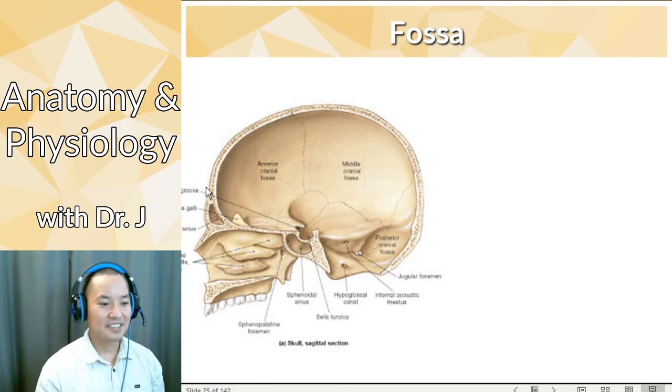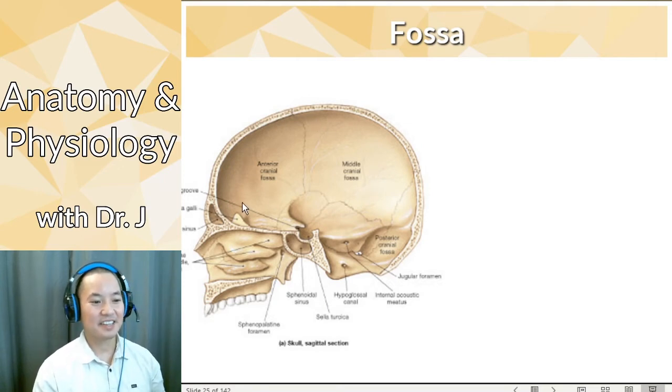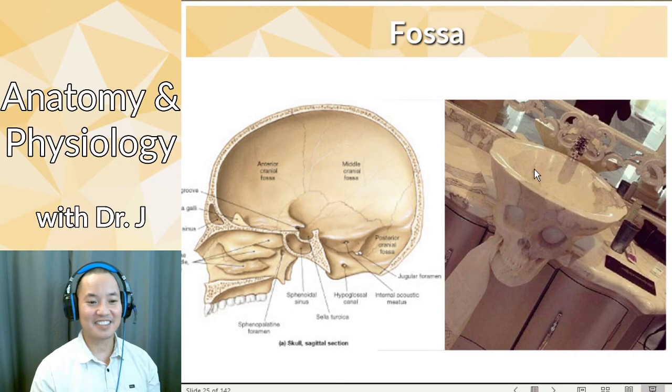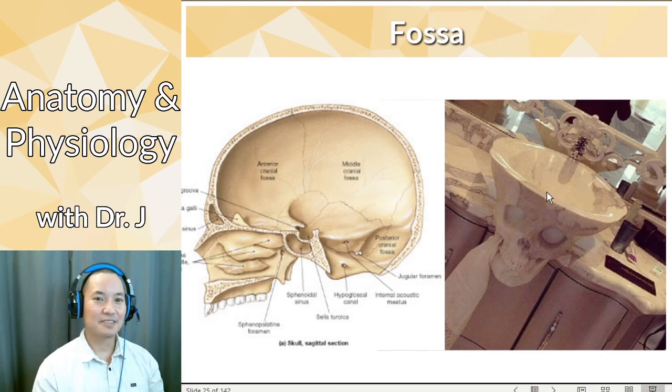All right, so fossa. Notice that it's very smooth on the inside of your skull. And why is that? Well, you don't want the inside to be rough, right? Because otherwise your brain would be grating against sandpaper if there's any movement inside your skull. So a fossa is some sort of shallow and smooth depression in the bone. I like to think of this very gothic sink right here. Notice that this is a faucet, and it's going into a very smooth, shallow depression right here. So this is what a fossa is.